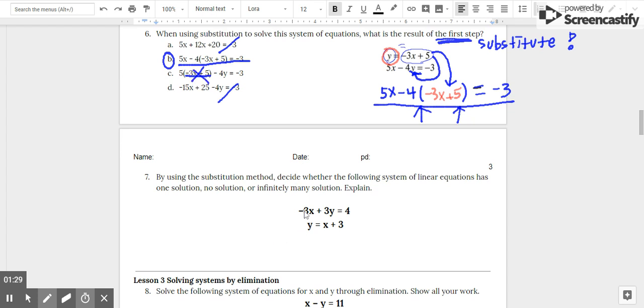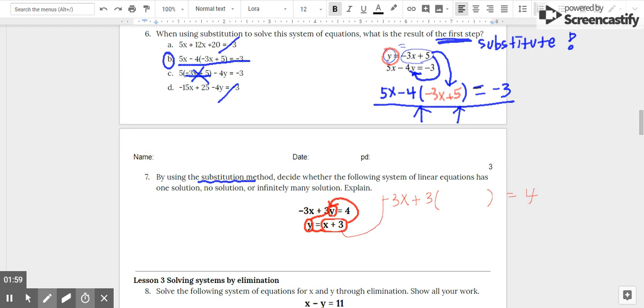Number 7. So you have to use the substitution method because you see that y is x plus 3. So these y's are equal, right? And we know that y and x plus 3 are equal, so I can use x plus 3 instead of y. So let me just rewrite it. Negative 3x plus 3 for y is equal to 4.